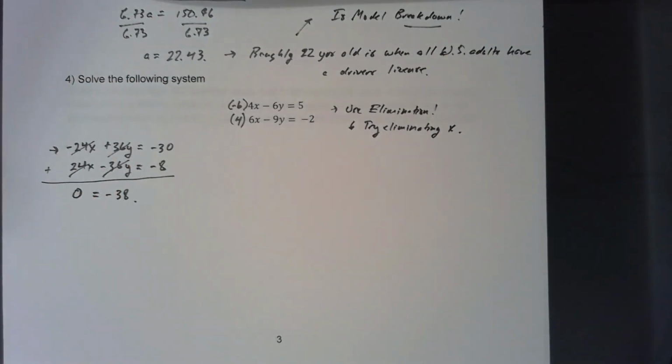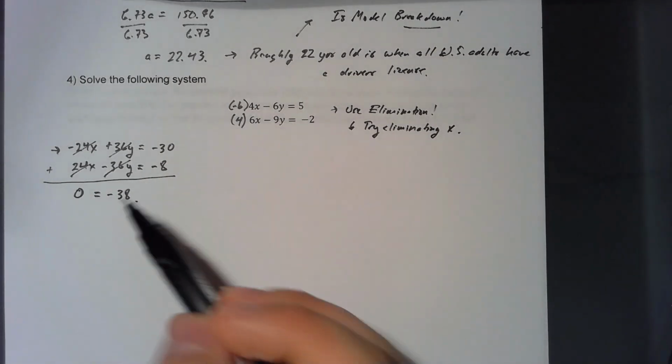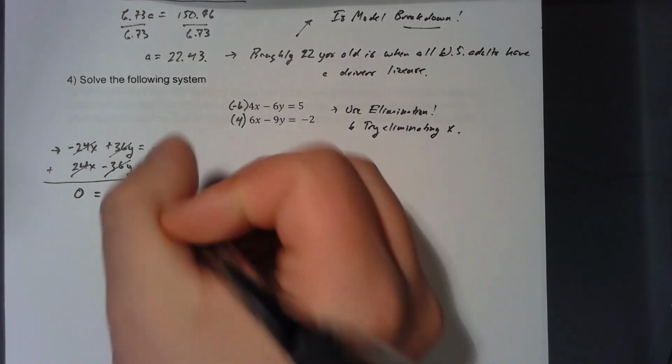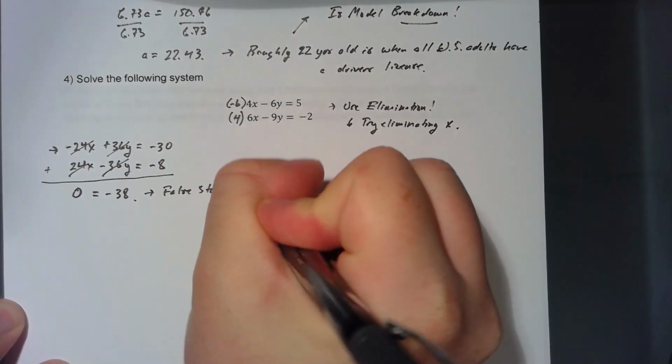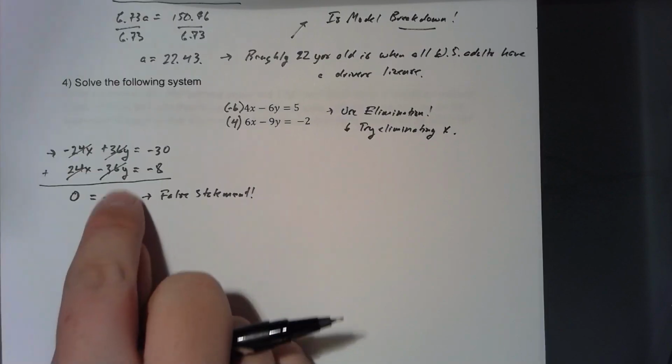So both of my variables, not only did x cancel out, y also canceled out when I did that. So what does that mean? Well, it doesn't mean we did something wrong. It just means that this is a false statement. Right? That's a false statement. So if that's a false statement, what that means is that this is an inconsistent system.